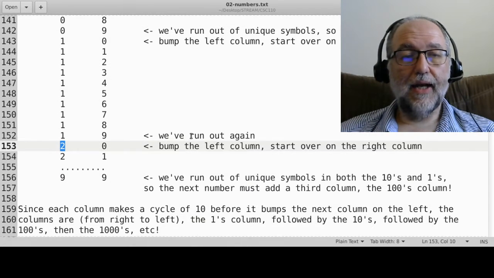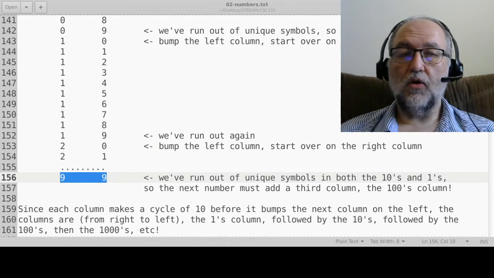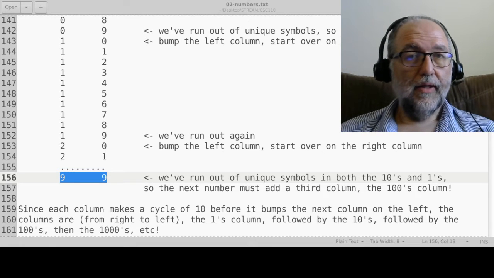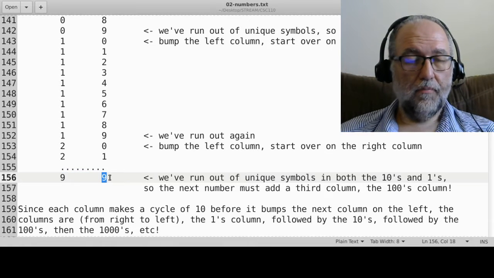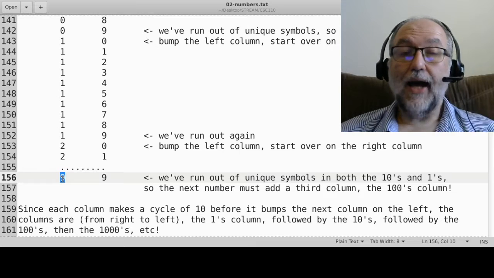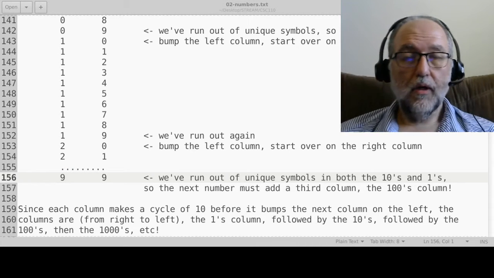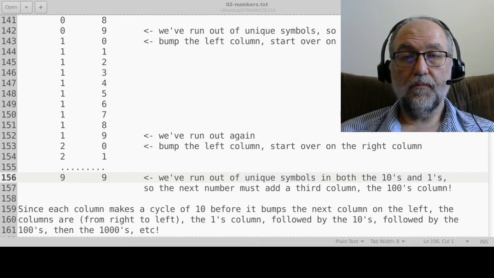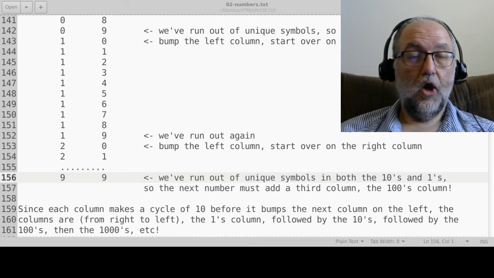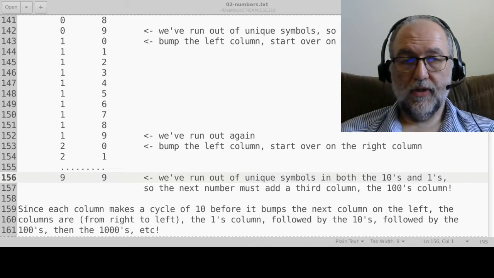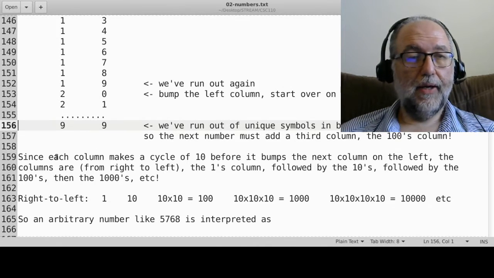And then, of course, once you get to 99, well, I already told you what kind of magic happens there. This 9 goes back to a 0, and then it bumps that one up. That 9 also has to go back to a 0, and it bumps up the third column, which is the hundreds column that I didn't write in there. Okay, so this is how you count with Arabic numerals or the decimal system. Okay, and that's what I'm saying right here.